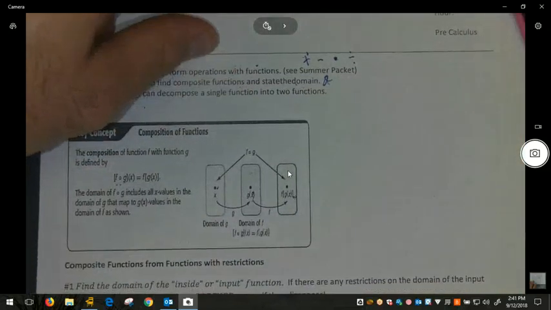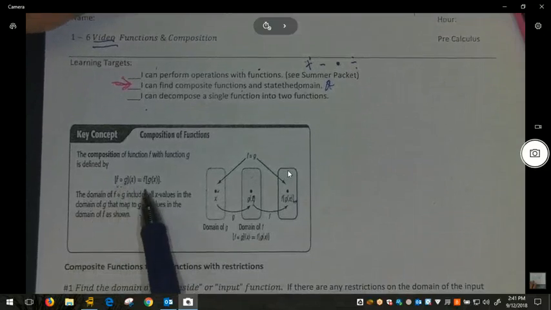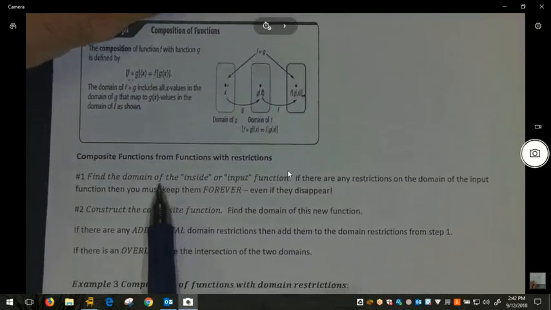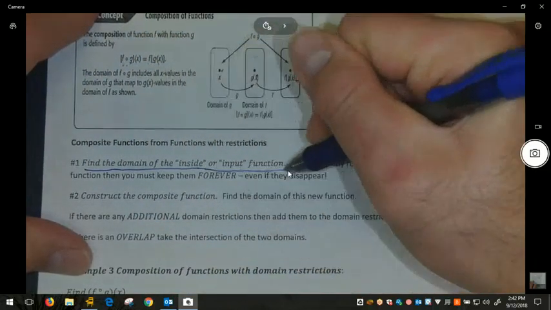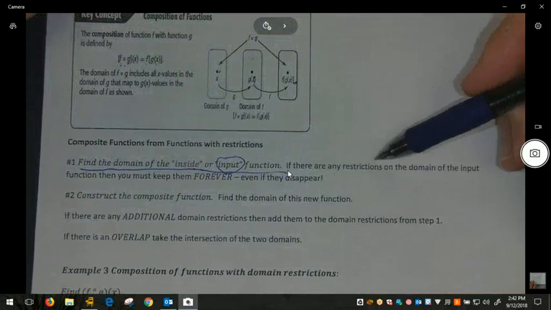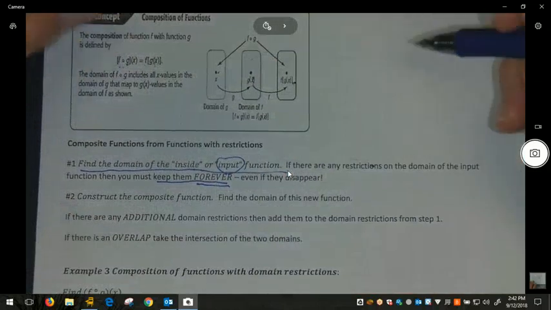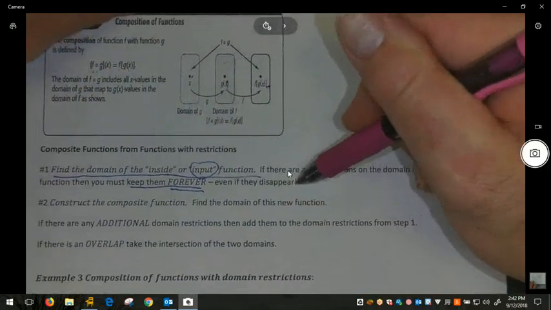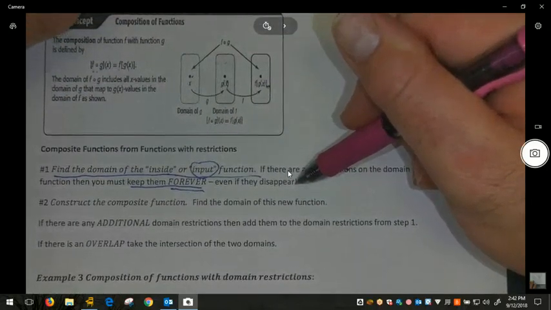What does this all mean? Well, we can follow some basic steps when we're finding the domain. Most of us know from Algebra 2 how to plug a function in and evaluate it in another function. But we need to be able to state the domain. So the first thing you're going to do is find the domain of the inside function or the input function. If there are any restrictions on this domain, they will be kept there forever. They will be part of the final answer, even if they disappear in the end in our final function. They are still part of that final domain.